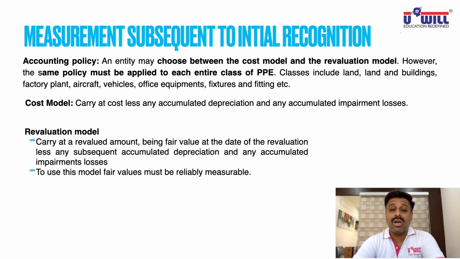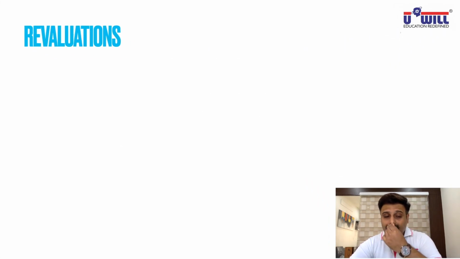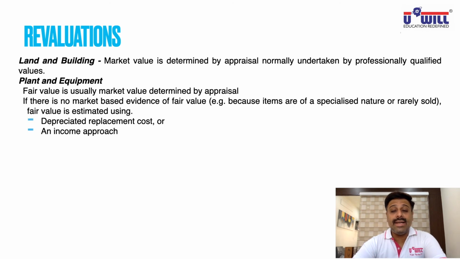And the revaluation model means you'll keep on revaluing it every year, and every year it may go up or it may go down. And I discussed earlier, if it goes up, what is to be done? If it goes down, what is to be done? Then you carry it at a revalued amount, being fair value on the date of revaluation less any subsequent accumulated depreciation and any accumulated impairment loss. To use this model, fair values must be readily measurable. Now revaluations, this I already discussed with you.